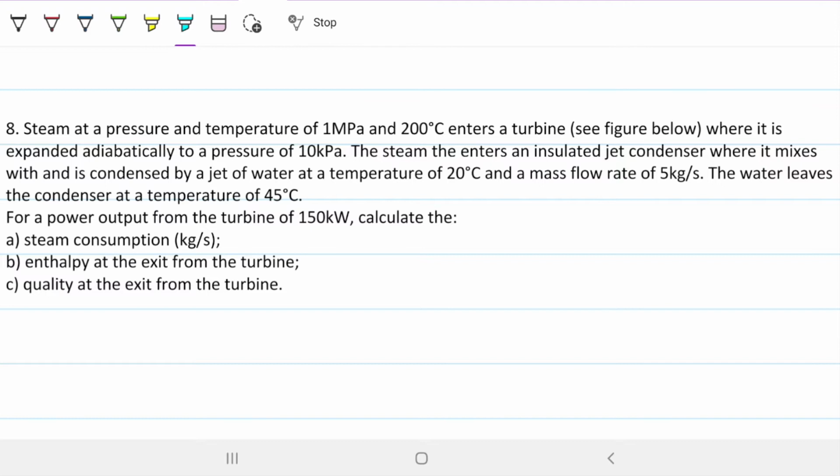Steam at a pressure and temperature of 1 megapascals and 200 degrees Celsius enters a turbine, where it is expanded adiabatically to a pressure of 10 kilopascals. The steam enters an isolated jet condenser, where it mixes with and is condensed by a jet of water at a temperature of 20 degrees Celsius and a mass flow rate of 5 kilograms per second. The water leaves the condenser at a temperature of 45 degrees Celsius. For a power output from the turbine of 150 kilowatts, calculate the steam consumption in kilograms per second, the enthalpy at the exit of the turbine, and the quality at the exit of the turbine.